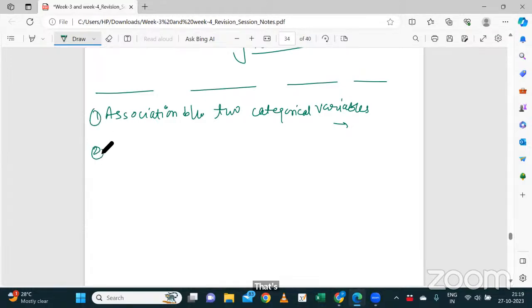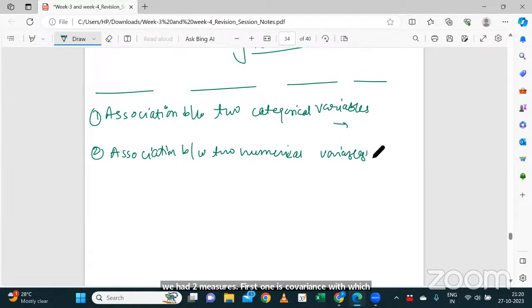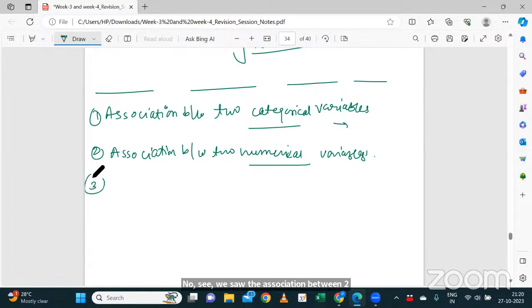Now, second part, we saw association between two numerical variables, right? And for this, we had two measures. First one is covariance, which has a unit, and second is correlation, which is a unitless measure, right? Now, we saw the association between two categorical, and between two numerical, but there might be an interesting question: what about association between one categorical and one numerical variable?